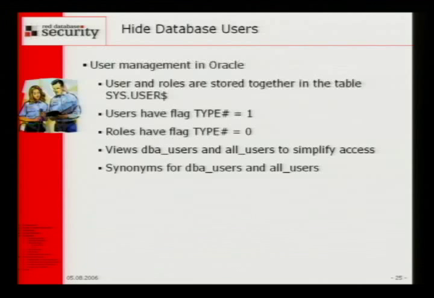The user management is quite simple in Oracle. We have users and we have roles, and both objects are stored together in the same table, user$. Users have the flag type number 1 and roles the flag type number 0. To make access easier and simpler, Oracle provides two views, DBA users and all users, and public synonyms. So wherever you are in the database, you can submit select star from all users.